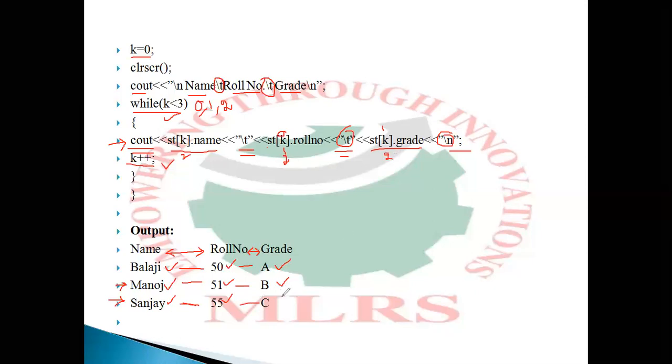that is C, then \n, it comes to the new line, k plus plus, k value becomes 3, then 3 less than 3 condition becomes false, it does not execute this loop, it executes the close brace, which means end of the program. So at the end of the program, at last it is going to display this output on the screen. This is nothing but the first program's output.